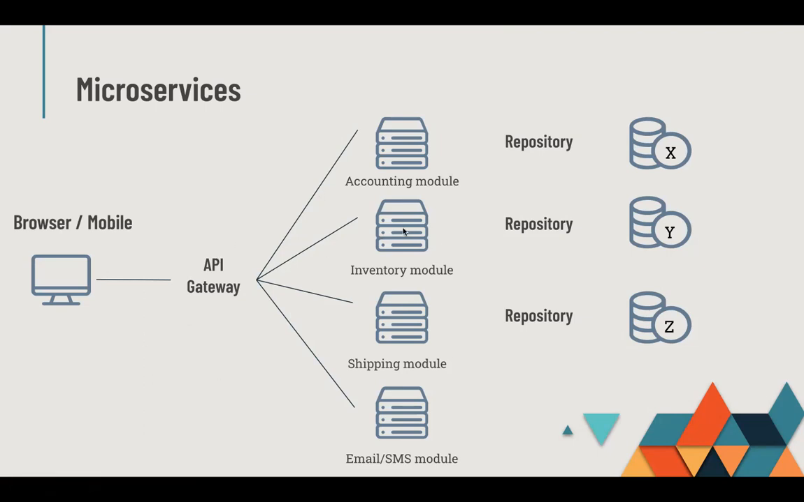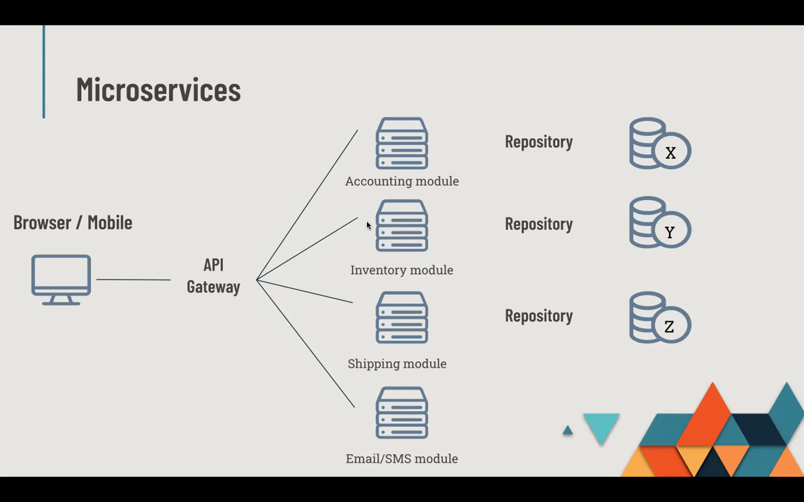Say, for instance, we have three instances of the inventory module. Since these are three instances, they have three different locations, three different IP addresses. So how does the API gateway know that there are three instances of the inventory module, so that it can call one of them and get it done?